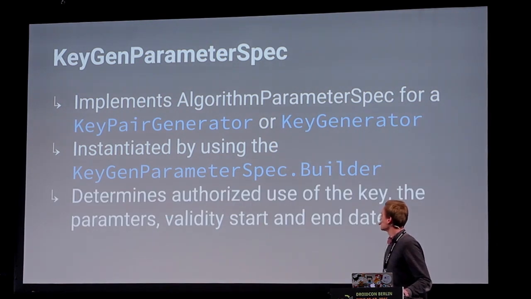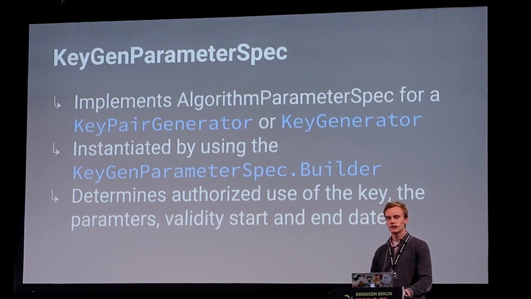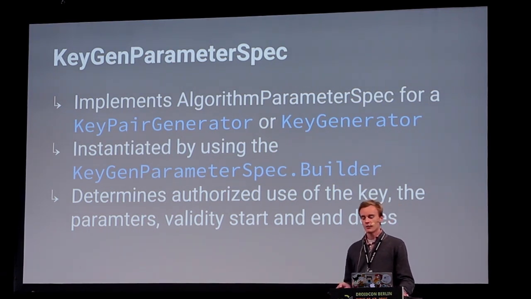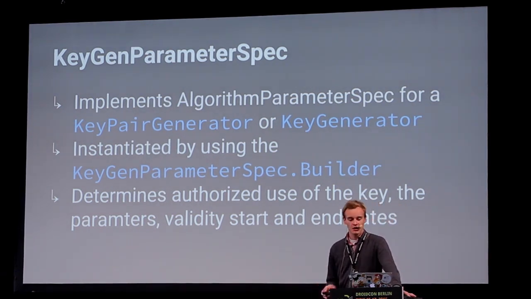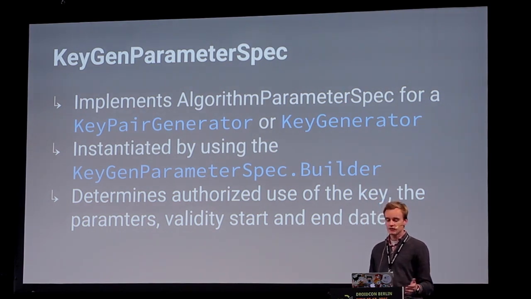And this builder determines the authorized use of the key, whether user authentication is required or not, and what operations are authorized, like signing, decrypting, or encrypting, and with what parameters, like only particular padding schemes or digests, and the key's validity start and end dates. So let's just dive into a short example on how this works.